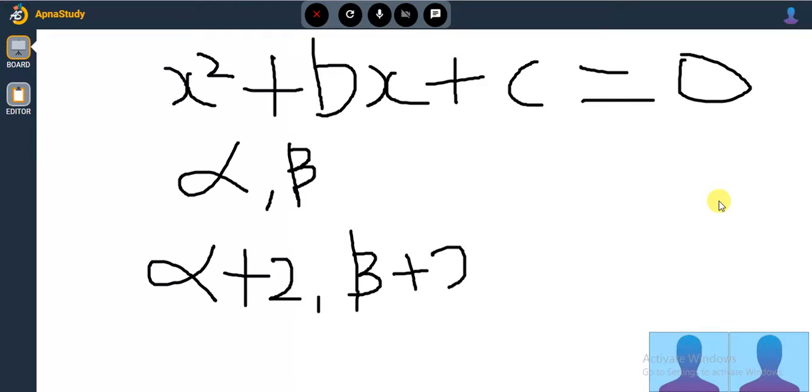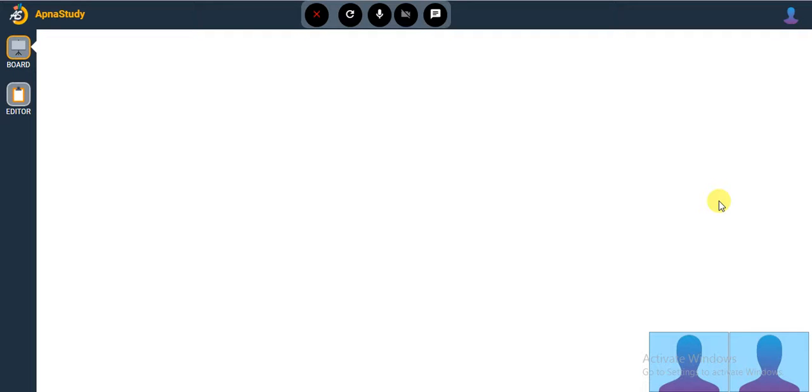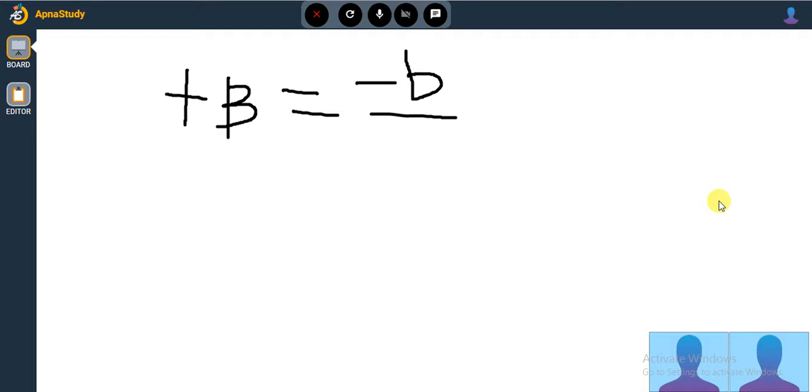So let me repeat the question one more time. We are given a quadratic equation ax squared plus bx plus c is equal to 0, and it's also given that the roots of that equation are alpha and beta. Now we need to find the equation whose roots are alpha plus 2 and beta plus 2. So let's do that. Since we are already given that the roots of the equation are alpha and beta, we know that alpha plus beta is equal to minus b by a, and alpha multiplied by beta is c by a.